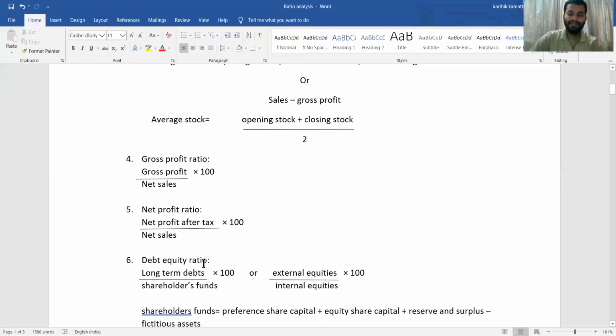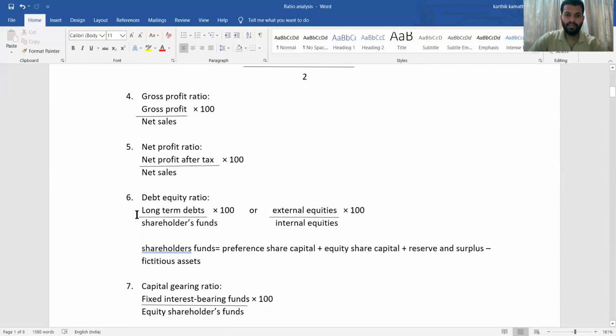Now debt equity ratio. What do you mean by debt equity ratio? Long term debt divided by shareholders fund into 100, or else external equities divided by internal equities into 100. So what do you mean by shareholders fund? Shareholders fund includes preference share capital as well as equity share capital, reserves and surplus, if any, minus any fictitious asset. That represents shareholders fund.